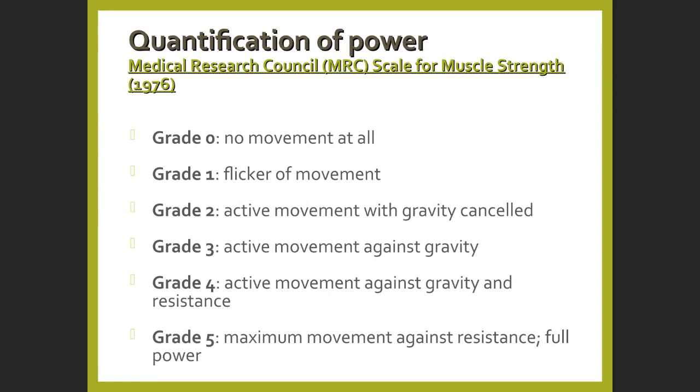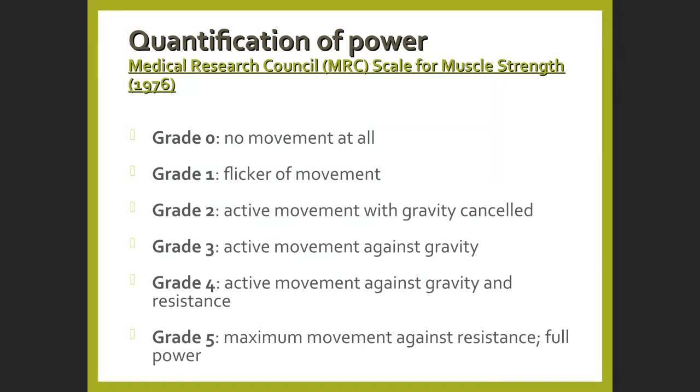In terms of the quantification of power, the MRC scale for muscle strength is still used, and power is graded according to grades 0 to 5. Just to remind us that grade 0 means that there's no movement at all. Grade 1 means that there's a flicker of movement only.